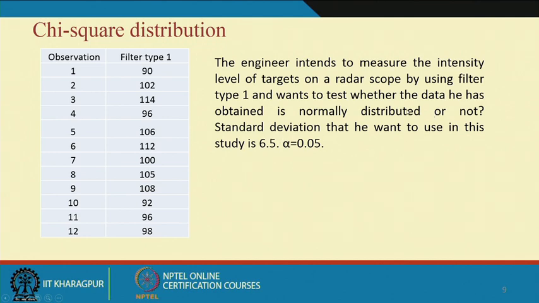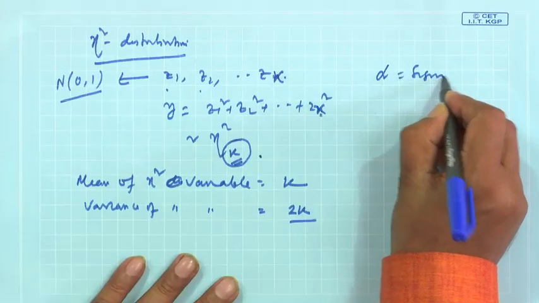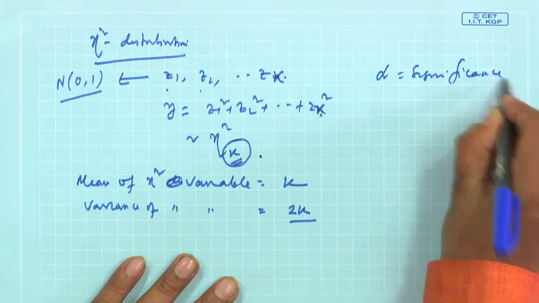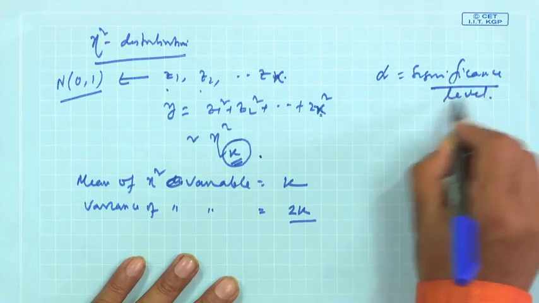Suppose you want to know whether the data is coming from a normally distributed population or not, and suppose you know the standard deviation is 6.5. Use alpha equal to 0.05. Alpha is the significance level. We will discuss what the significance level is in hypothesis testing in more detail.